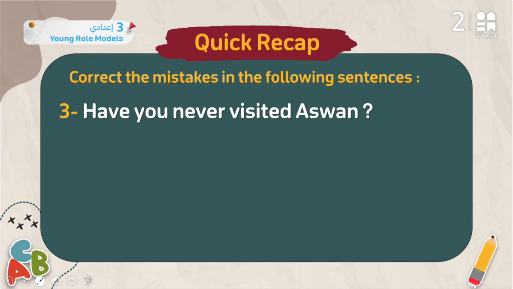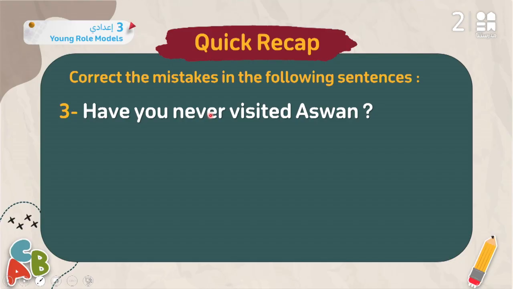Number 3, have you never visited Aswan? برضو present perfect. طيب have مظبوطة عشان عندي you. Visited مظبوطة. This is the past participle of visit. طيب ايه الغلطة? What is the mistake? This is a question and with questions we use ever, the keyword ever. ما بستخدمش never في questions, بستخدم never لما أكون عايزة أنفي حاجة. So the mistake is never. It should be ever. Have you ever visited?